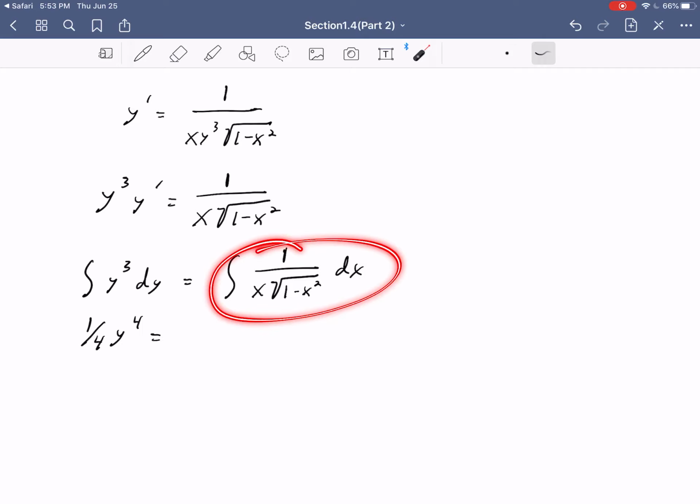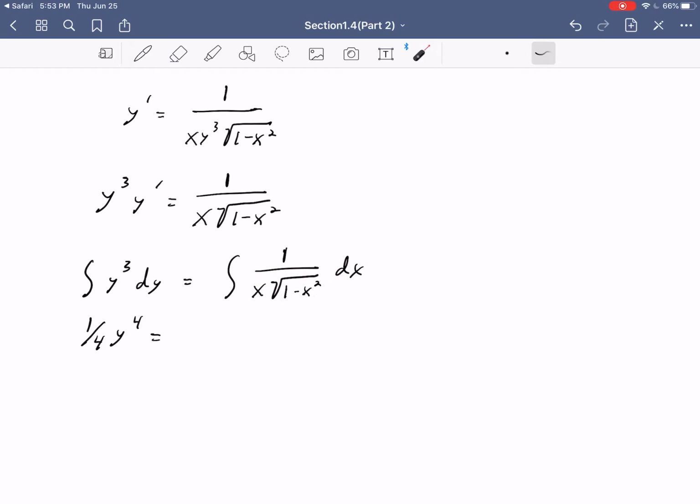The right-hand side is a little bit messier because we might be tempted to use a u-sub, like u equals 1 minus x squared, but unfortunately that x is in the denominator. If the x was up here, that would work nicely. So instead, we might actually end up needing to do something like trigonometric substitution.